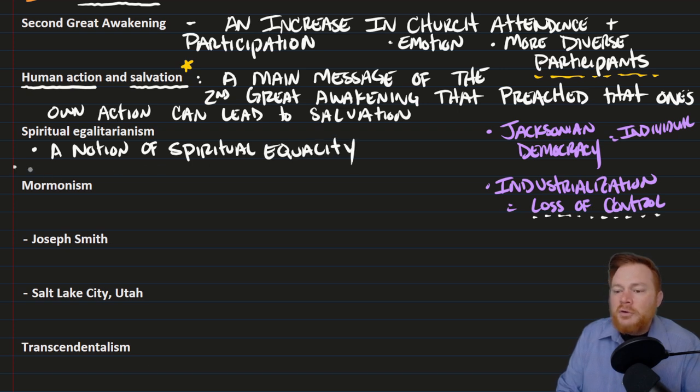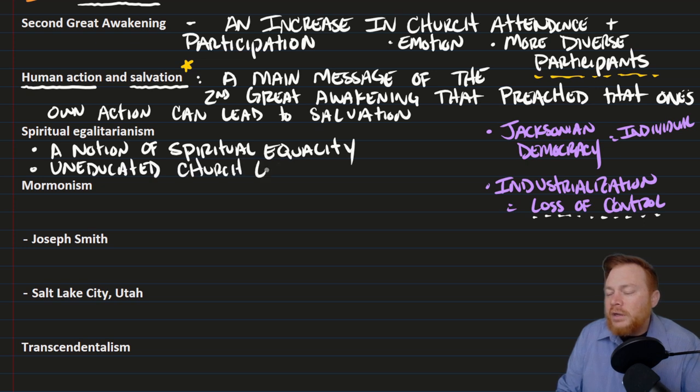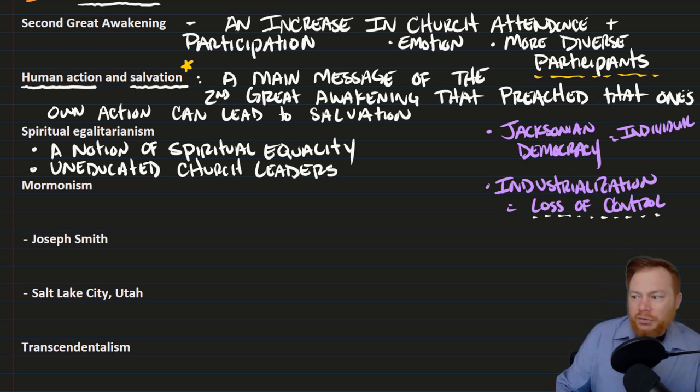And much like the first Great Awakening, it allowed for, we might say, uneducated church leaders, right? The barriers to be a preacher or to speak with authority on religion were lowered as a result of the Second Great Awakening. And so more people can be brought in with this. And again, this notion of spiritual egalitarianism, Jacksonian democracy, American Revolution, individualism more broadly. These things all overlap with each other.